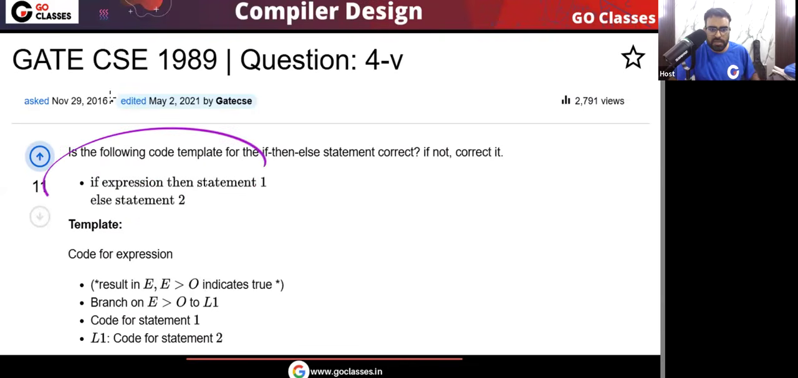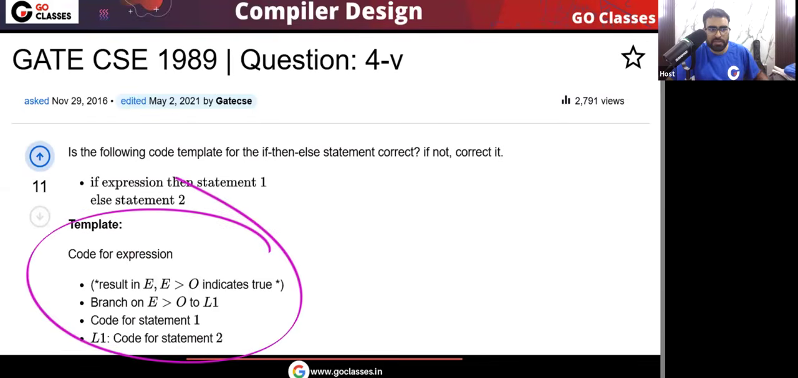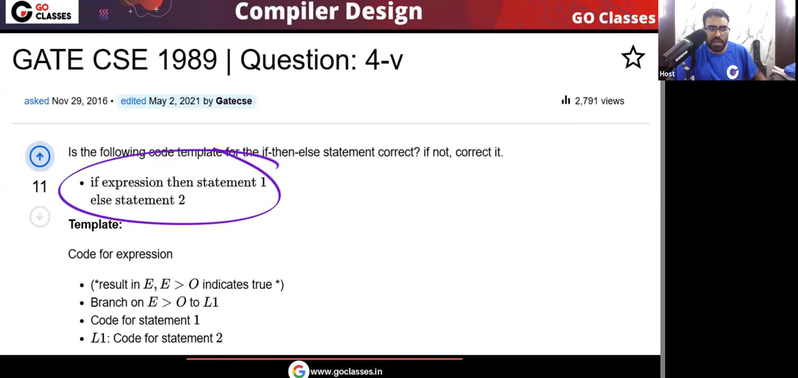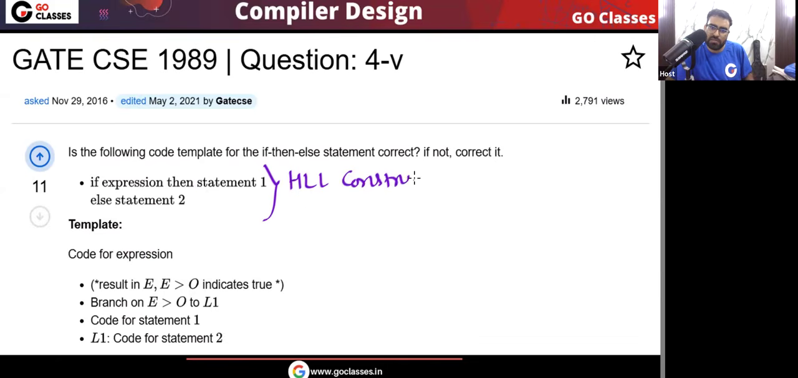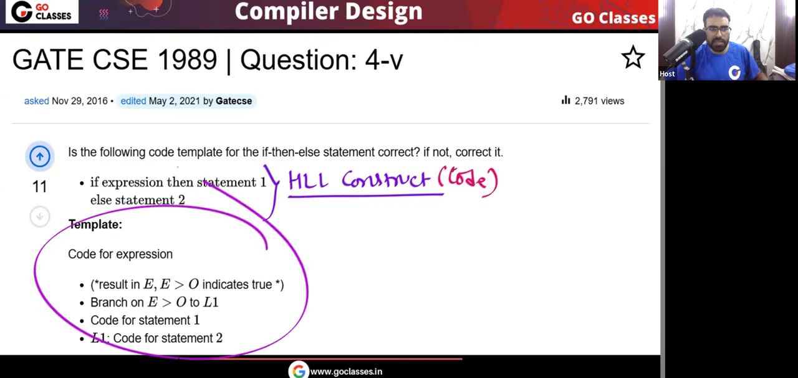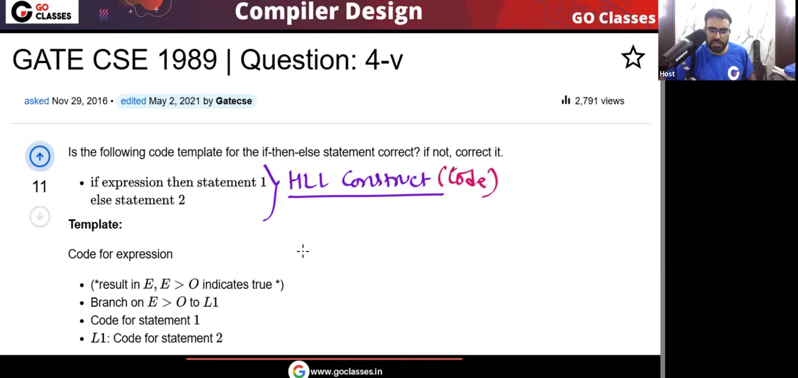This is a high level language construct. Remember, this we use in the high level language. And the question is asking, what is the correct code template in the intermediate language? So let's see. First of all, let's decide whether this template is correct or not. Remember, this is our high level language code, and this is the intermediate language, or I can say the intermediate translation. So you tell me, this template, is this correct or not?